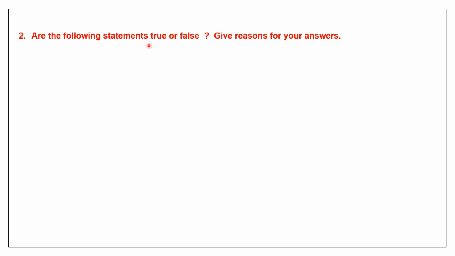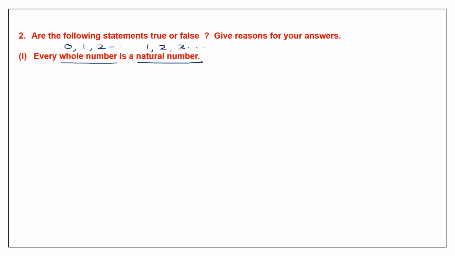Question 2. Are the following statements true or false? And we have to give reasons for our answers. Question 1. Every whole number is a natural number. Now remember, whole numbers start from 0. So we have 0, 1, 2 and so on. And natural numbers are counting numbers which start from 1, 1, 2, 3 and so on. So here it says every whole number is a natural number. No, it's not true. So that statement is false, and the reason is 0 is a whole number and it is not a natural number.